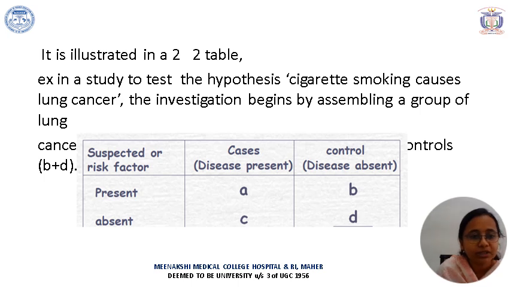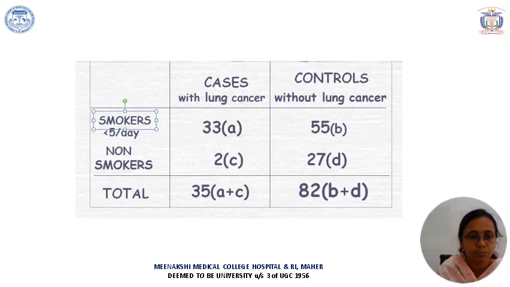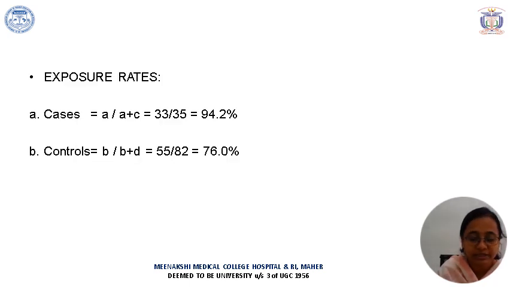First we have to make the 2 by 2 table, where the columns represent the cases and the controls, and the rows represent whether the exposure is present or not, and you name the cells A, B, C and D. In this example, the total cases are 35, among which 33 were smokers, and in the control group 82 were controls, among which 55 were smokers, that is, smoking less than 5 cigarettes per day. So we draw a 2 by 2 table, or contingency table.